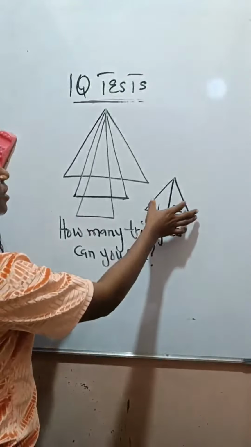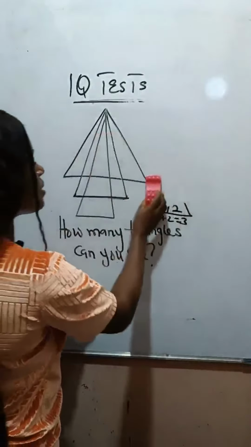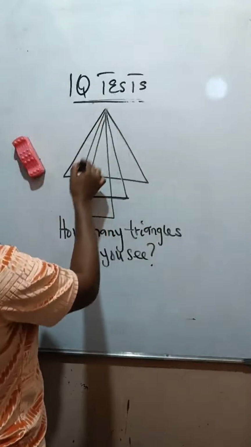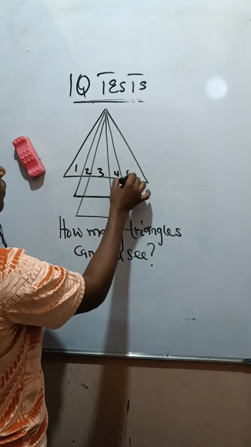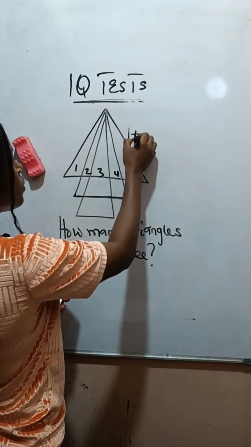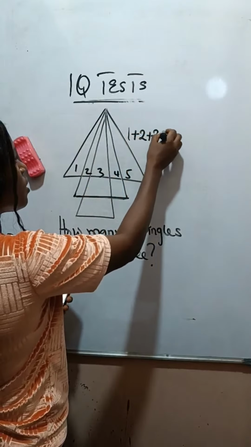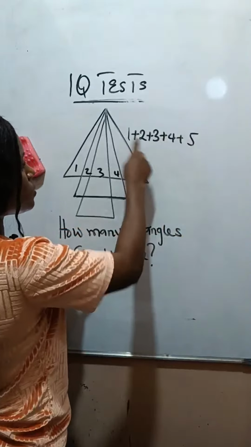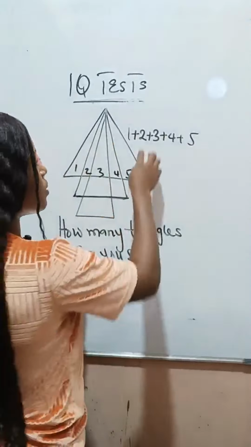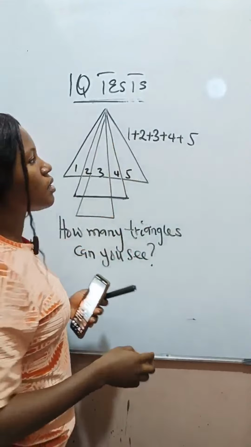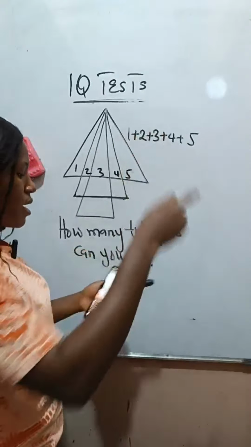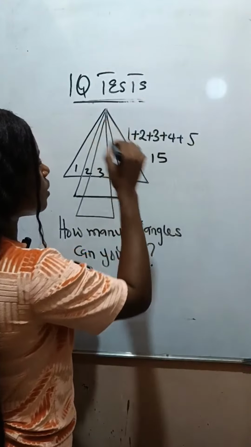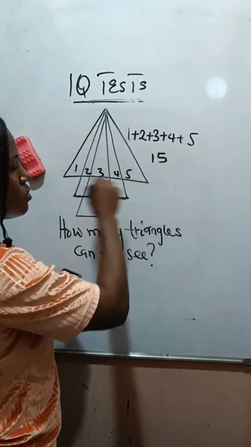So if we relate this to what we have on the board, you will see that the answer is very easy to find. For the first set, we have 1, 2, 3, 4, 5. So we have 1 plus 2 plus 3 plus 4 plus 5. 1 plus 2 is 3. 3 plus 3 is 6. 6 plus 4 is 10. And 10 plus 5 is 15. That is for the first triangle.